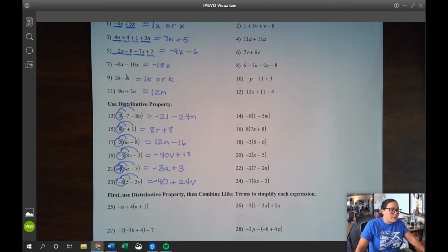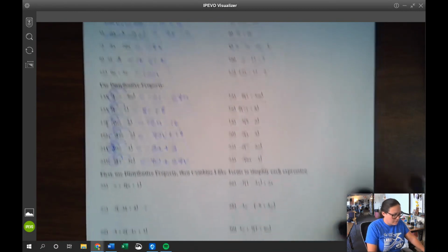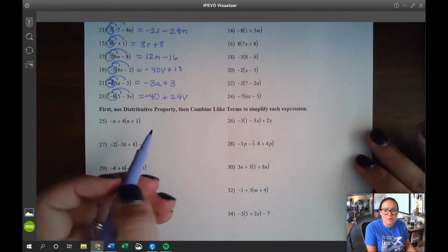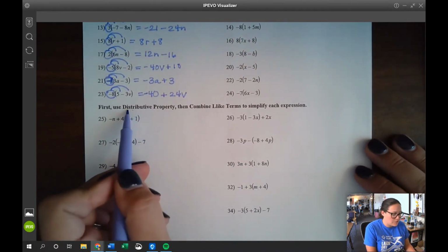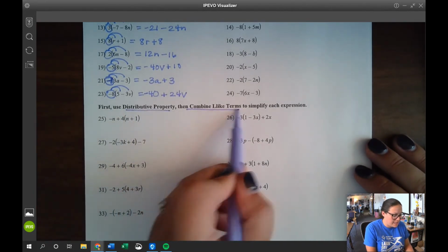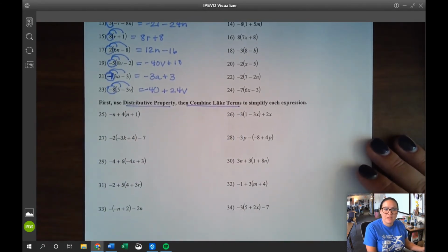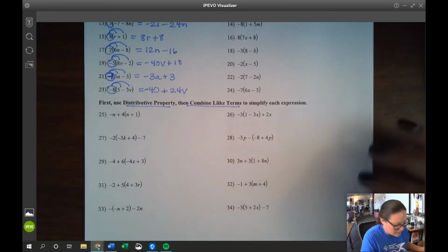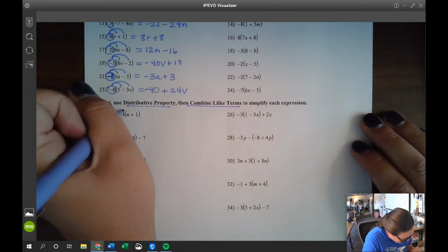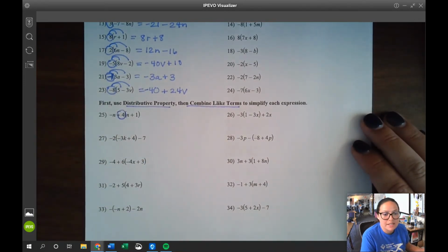Now, last couple of examples here. We are going to use both things. Use the distributive property, then combine like terms. So let's take a look at 25. I want you to circle the number in front of the parentheses, which in this case is 4.